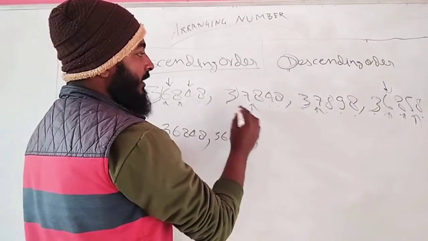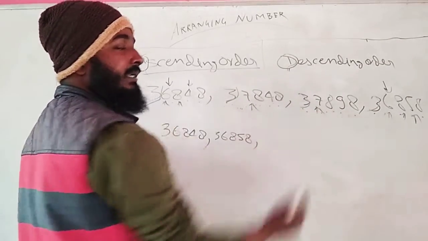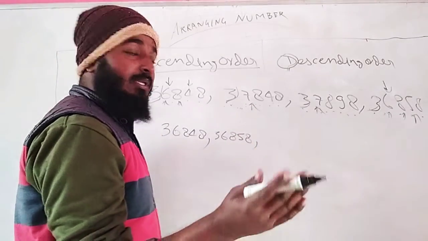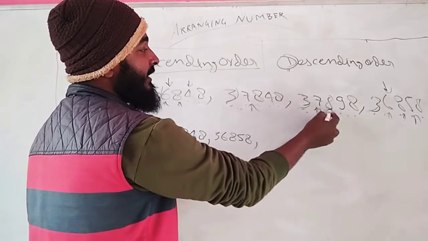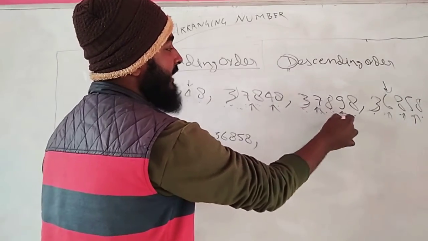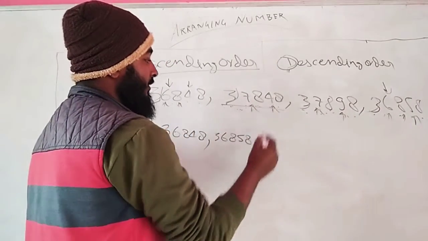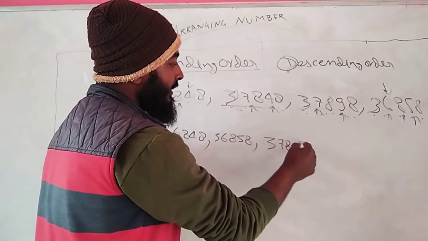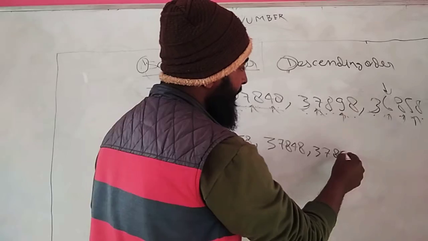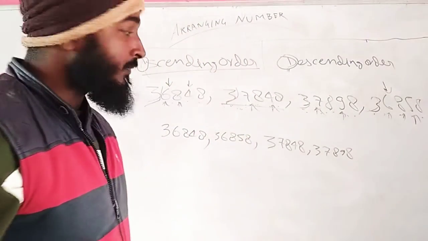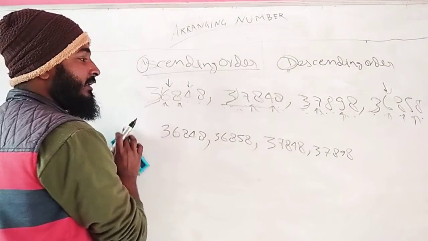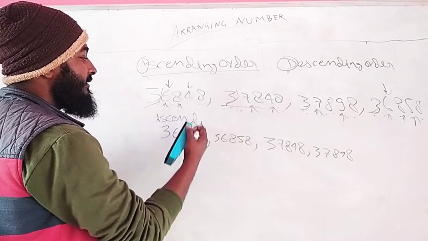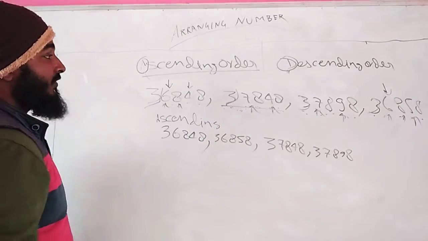After that, 37848 and 37898. Which one is smaller here? We will find out, using the same method. Now 378 and 378. Here it is 4 and here it is 9. Therefore the smaller number is 37848, then 37898. Okay, done. This is arranging in ascending order, and the descending order is the reverse of this.